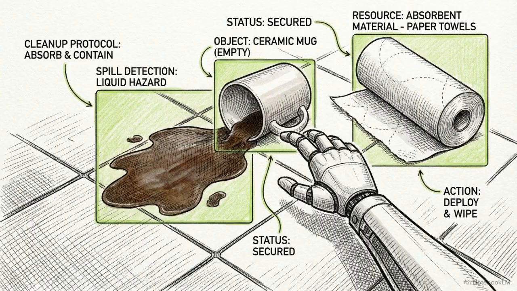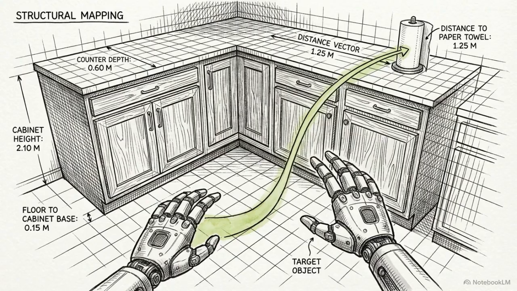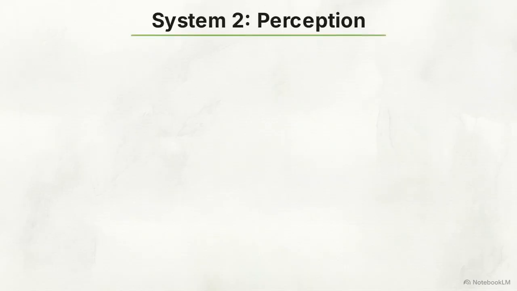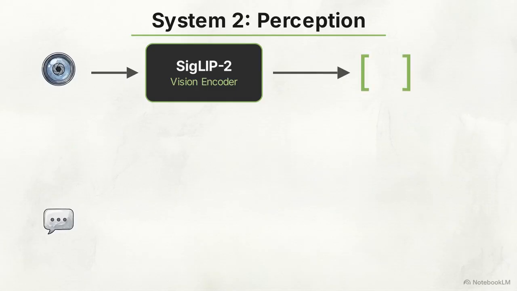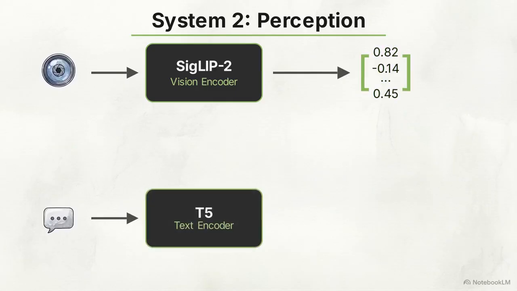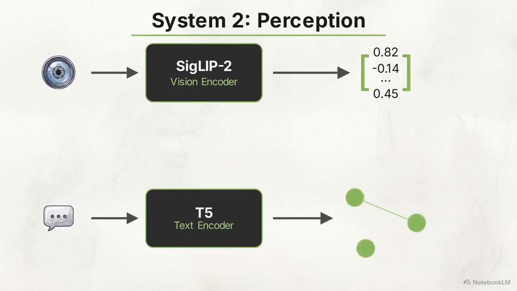Its job is to take an ambiguous human command, like "clean up this spill," and decompose it into a logical, stepwise plan of action. This is based on the specific geometry of the room. System 2 builds this understanding using 2 distinct inputs, a SigLIP2 vision encoder, which translates raw pixels into mathematical arrays for spatial awareness, and a T5 text encoder, which parses the semantic meaning of human instructions.